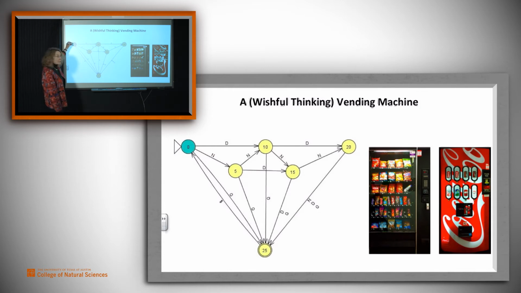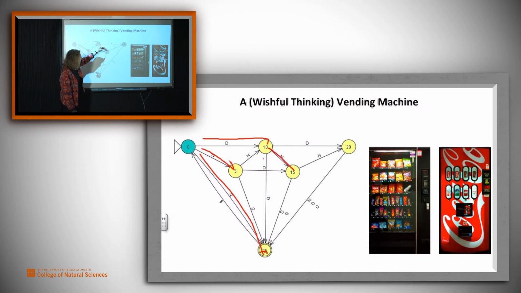The start state here is 0. You've put no money in. If you put in a nickel, you go to 5. If you put in a dime, you go to the one labeled 10. The labels don't matter, except they help us understand what's going on. If you have a quarter, you go directly down here to 25. But if you had a dime and then another, and then a nickel, and then another dime, you also get to state 25. State 25 doesn't care.